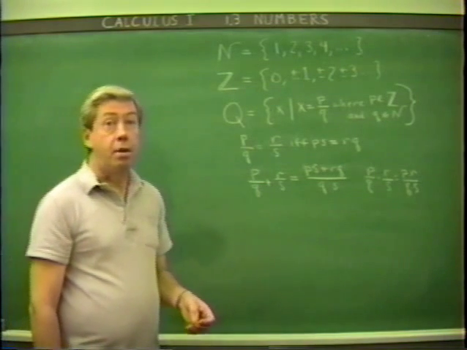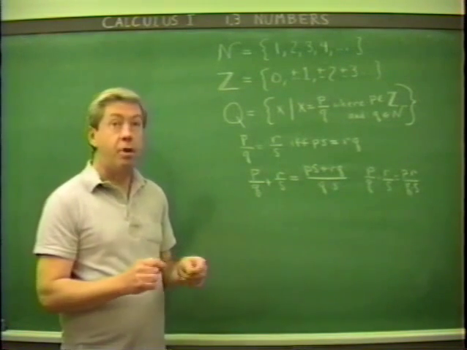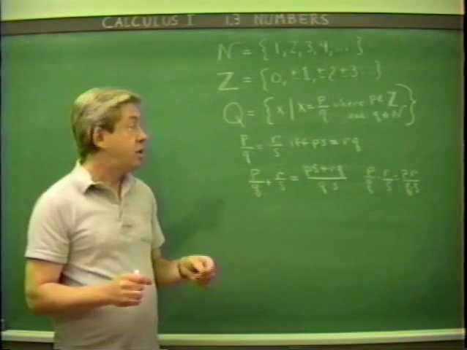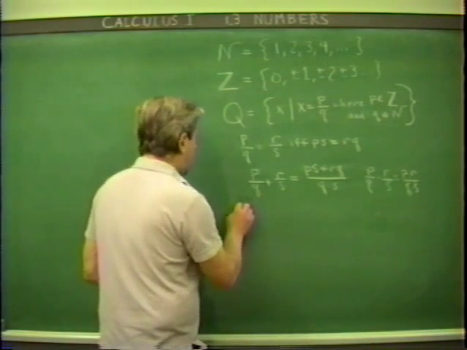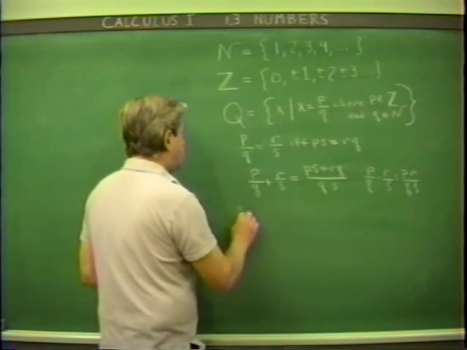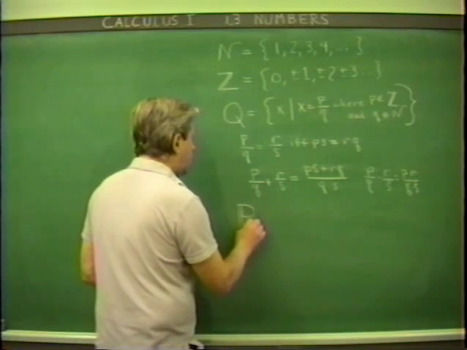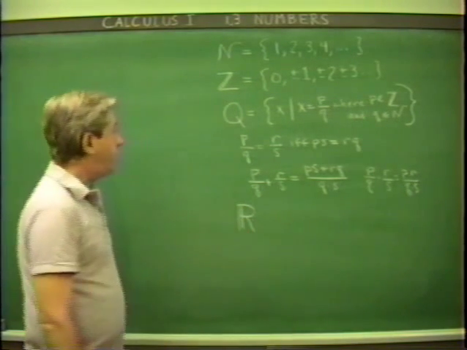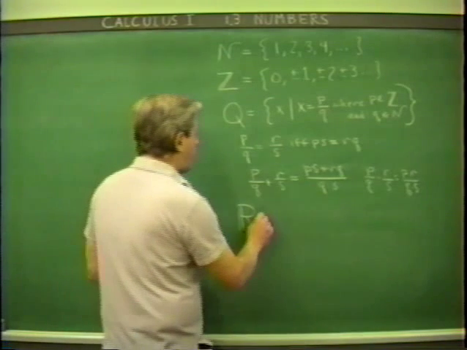And for our purposes, we need all of the numbers that would represent various distances. And these numbers are called the real numbers. And they're symbolized with a capital letter R with a double line drawn on the left-hand side of the R.